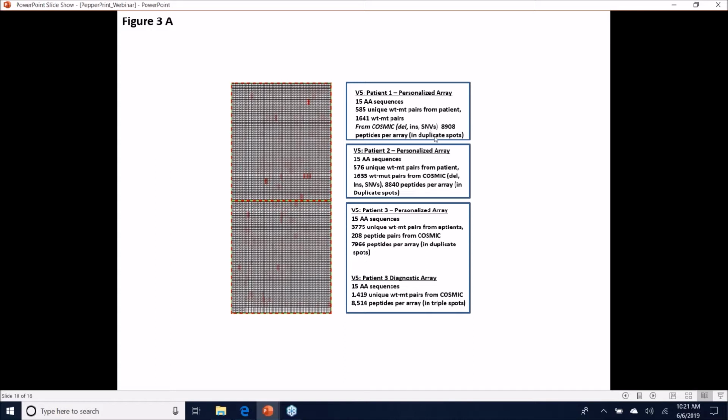So a total of 8,908. So these are in duplicates. Sorry. And similarly, patient number 2 has distinct numbers. Patient number 3 has a lot of mutations, so it's 3,775 unique mutant wild type pairs. So then we had to design 2 chips for that patient. So we designed those, and we tested the sera.